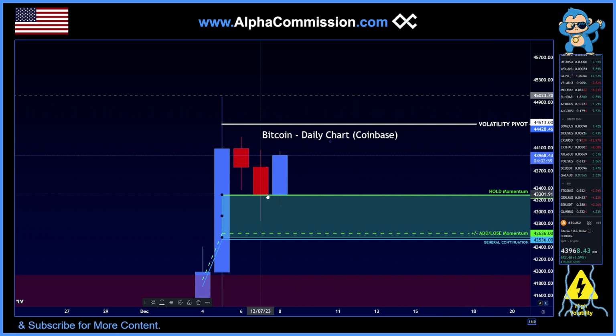Yeah, we had a little wick. We closed at or above that hold momentum level, which is basically established there anyway. We didn't lose any additional momentum. Yeah, we had price action that chopped around. This is our fog of war kind of area.